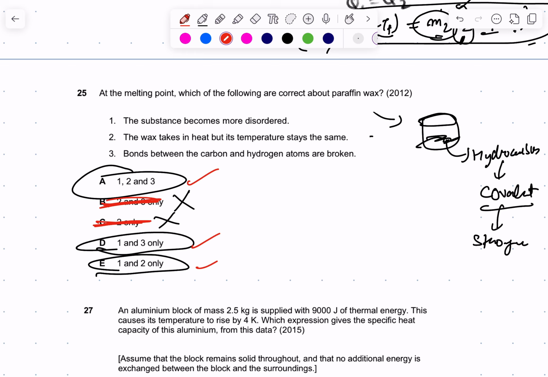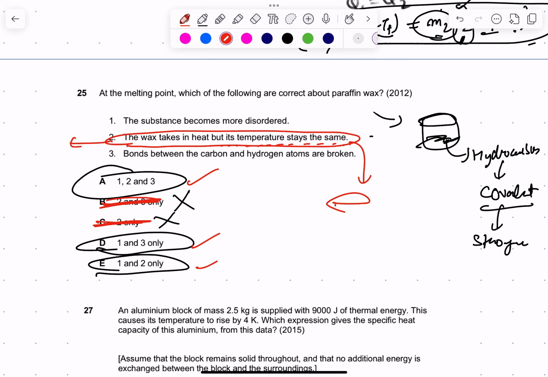The wax takes in heat, but its temperature stays the same. It is the example of latent heat. So yes, it is right. The wax takes in heat, but its temperature stays the same. The temperature remains the same, but it is taking heat because the reaction is what? Endothermic.